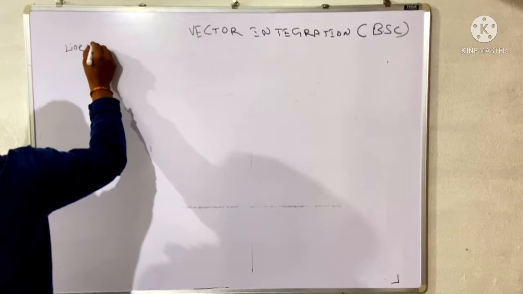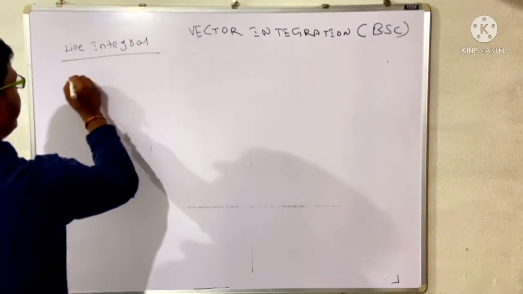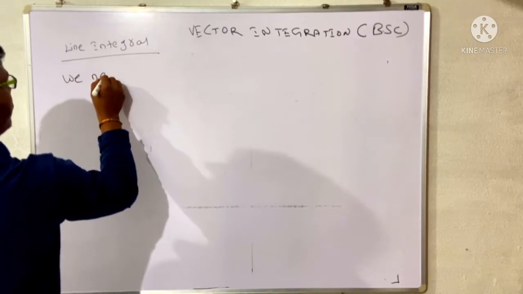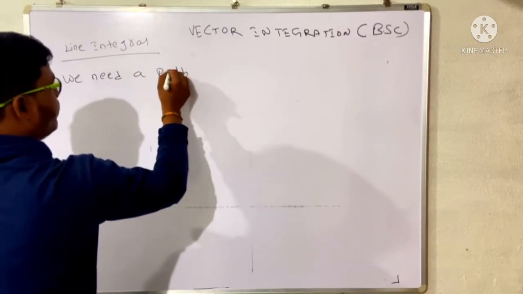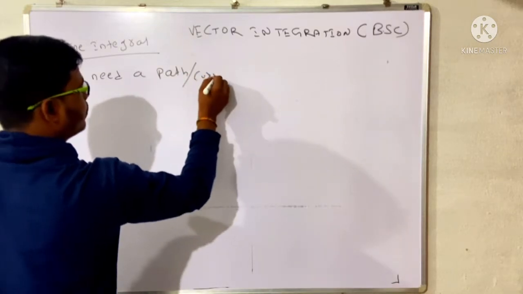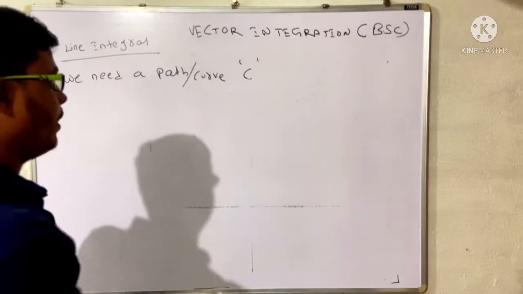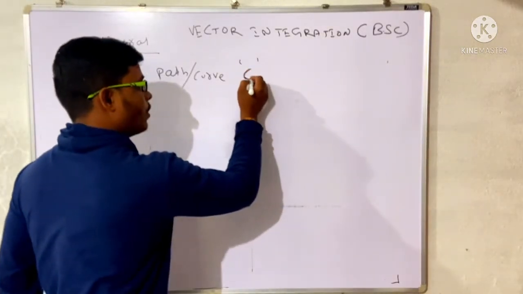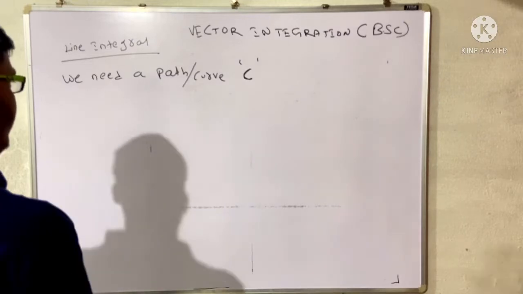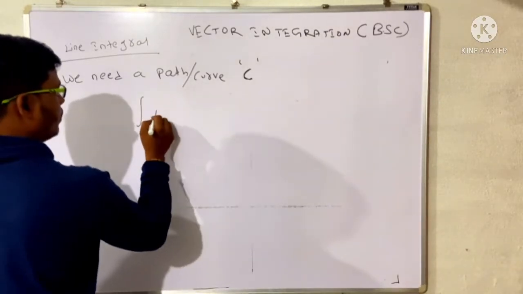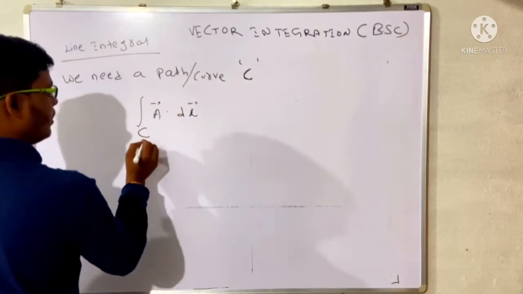So line integral, how do we solve it? Now we need a path. We need a path or curve C. So we'll represent the path of the curve as C. We need a curve on which we will do the line integral. That means, suppose a vector field is given to you, then A dot dl, we need a curve.